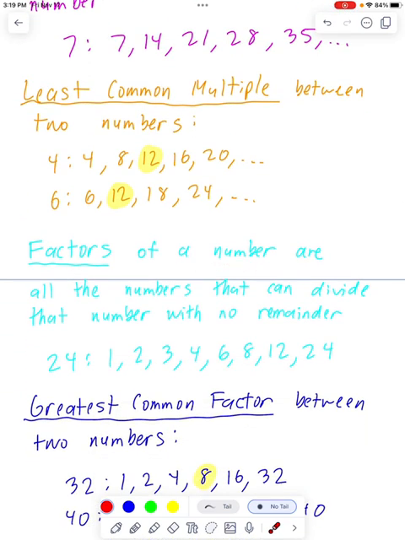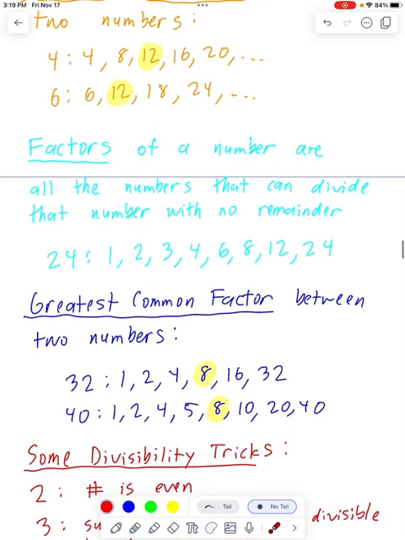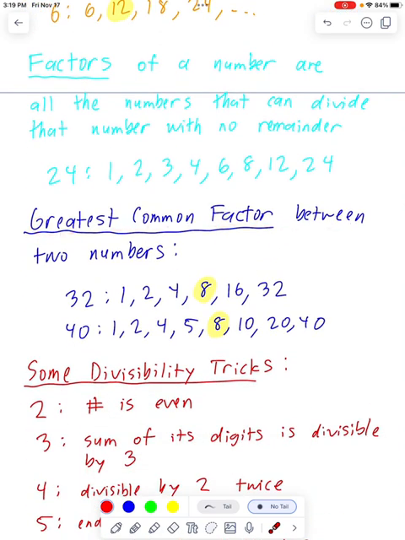Factors of a number are all the numbers that can divide that number with no remainder. So for 24, these are all the factors. Each of these numbers can divide 24 with no remainder. The greatest common factor between two numbers is the common factor between both of these two numbers that is the largest. So in this case, 2 and 4 are common factors, but 8 would be the greatest common factor.